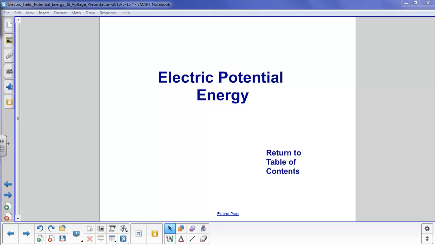We are done with electric fields for now. Now we're going to go on to the concept of electric potential energy. Again, very similar to gravity. We started out with the gravitational force, went to the gravitational field, and then defined gravitational potential energy. We're going to follow a very similar process to determine what the electric potential energy is.